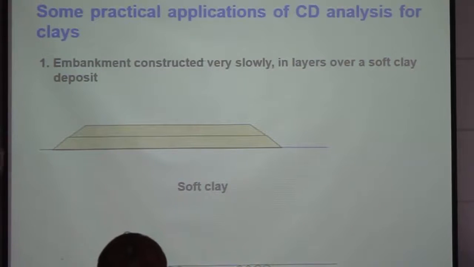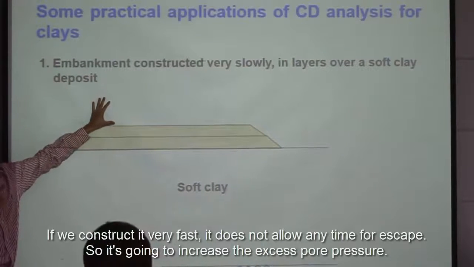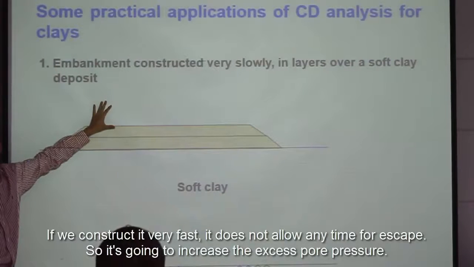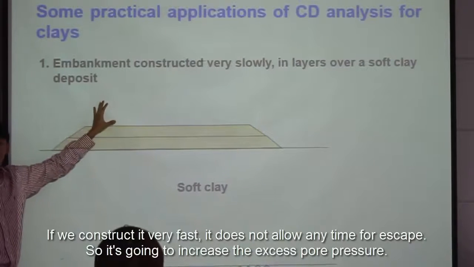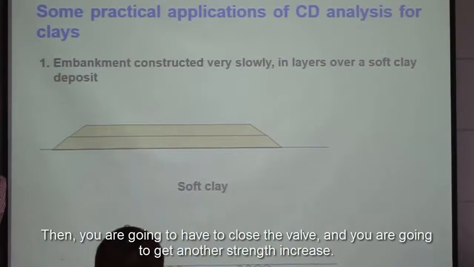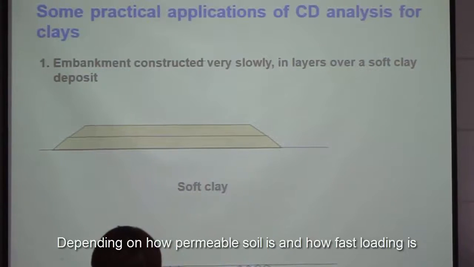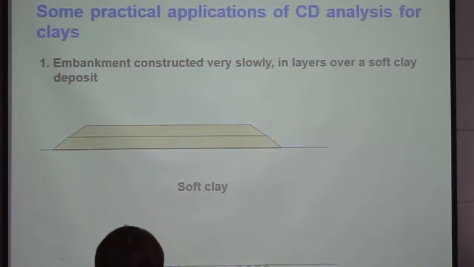So if we construct really fast, then it doesn't allow any time for water to escape. So it's going to increase the excess pore pressure. So then you have to close the valve, and we're going to get the other strength parameter using the other undrained loading test. So it's depending on how permeable the soil is and how fast your loading is.